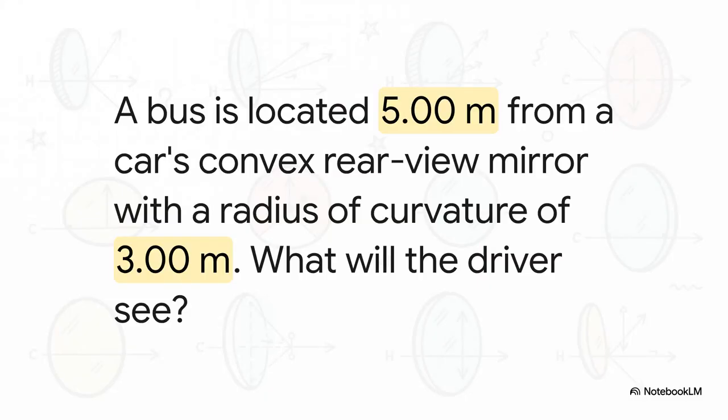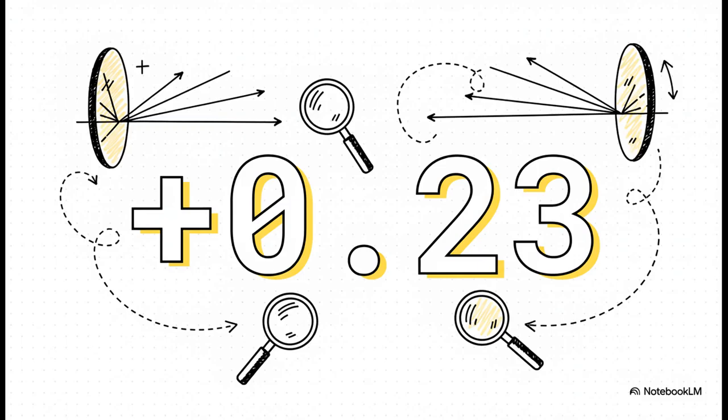So come on, let's put this math to the test. Let's take our car mirror. Imagine there's a bus about 5 meters behind it. If we know the curve of our mirror, we can plug these numbers into our formulas and predict exactly what the driver is seeing. Okay, so you run the numbers through that magnification formula, and this is what you get, plus 0.23.